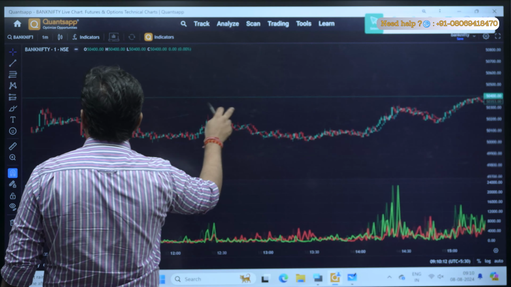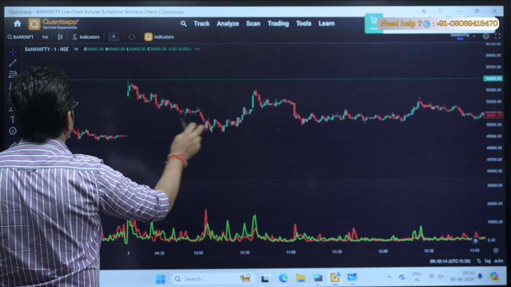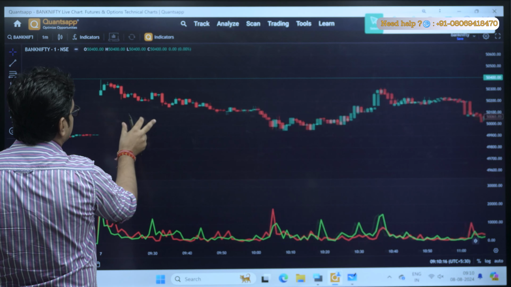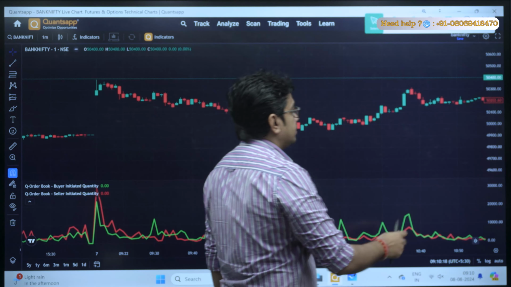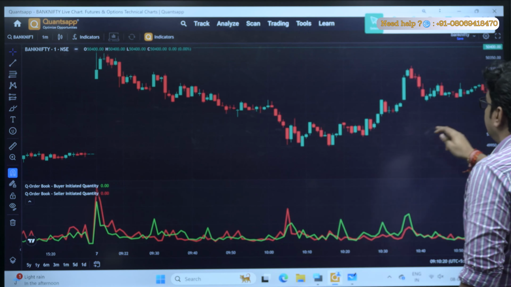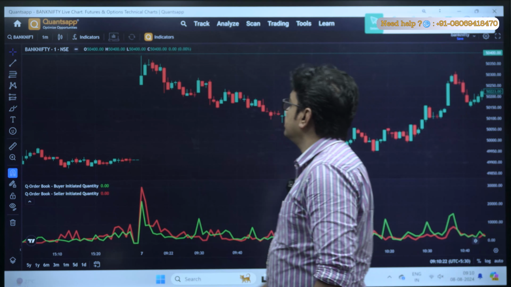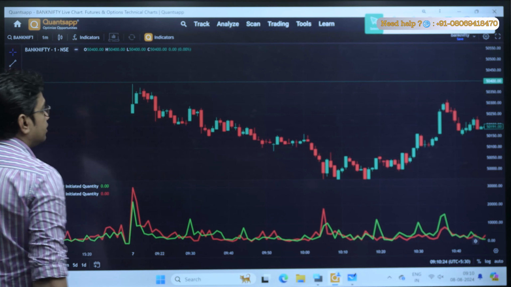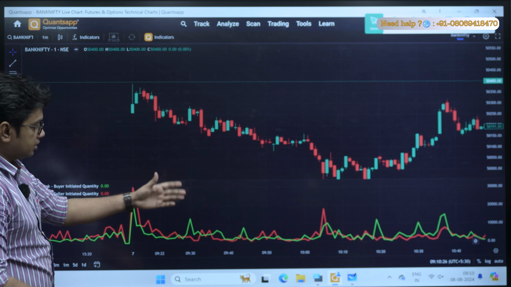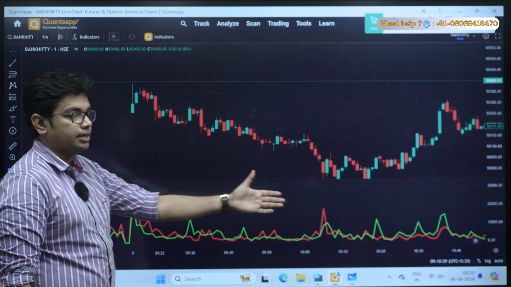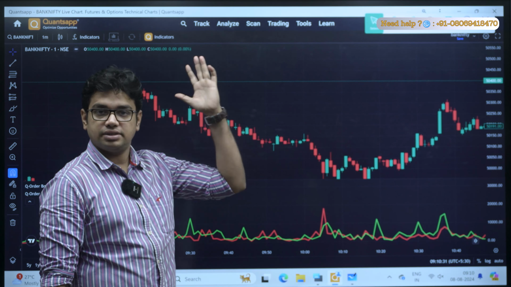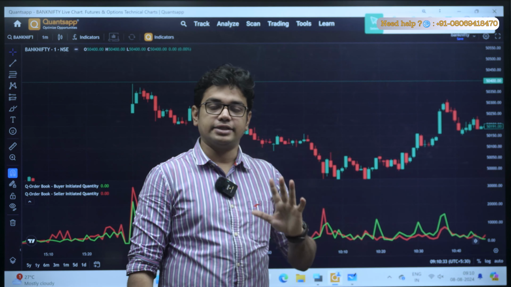Now here I'll show you right from the morning, and you can see how I got a good number of points. Here the red spikes indicate that at that particular candle the sellers are more, and the green spike indicates the buyers are more.